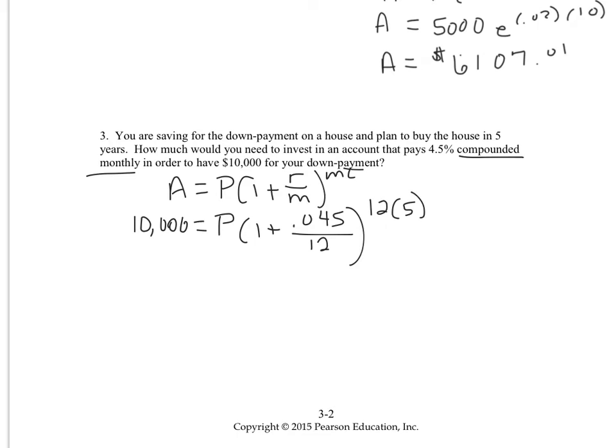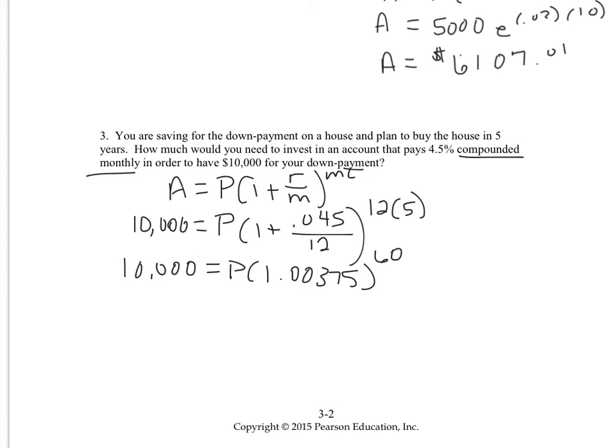Now, to solve this, if I look on the right side, can I do what's inside the parentheses? The answer is yes, I can. So if I think order of operations, I'm going to take 0.045, divide it by 12, and then add 1 to it. And here's what I'm going to have. My 10,000 will equal P times 1.00375 raised to the 12 times 5, which is 60, for an exponent.